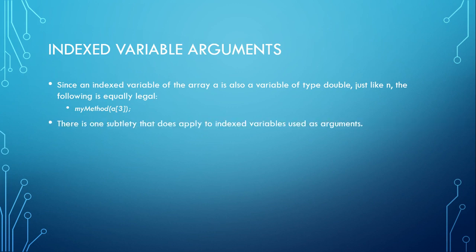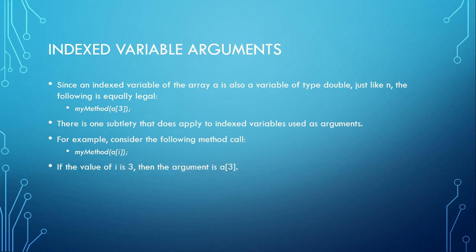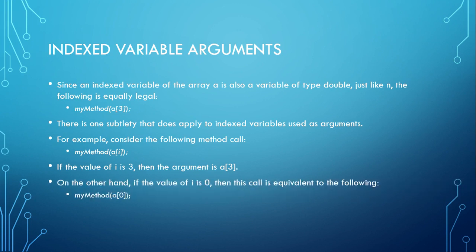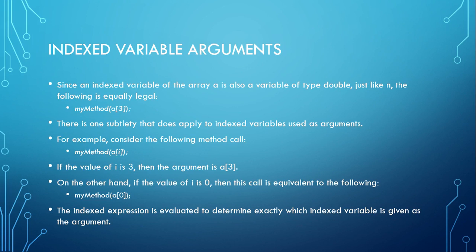There is one subtlety, though, that does apply to index variables used as arguments. For example, consider the following method call, myMethod(a[i]). If the value of i is 3, then the argument would obviously be a[3], because you're just plugging 3 in for i. On the other hand, if the value of i is 0, then this call is equivalent to the following, myMethod(a[0]). The index expression is evaluated to determine exactly which index variable is given as the argument.